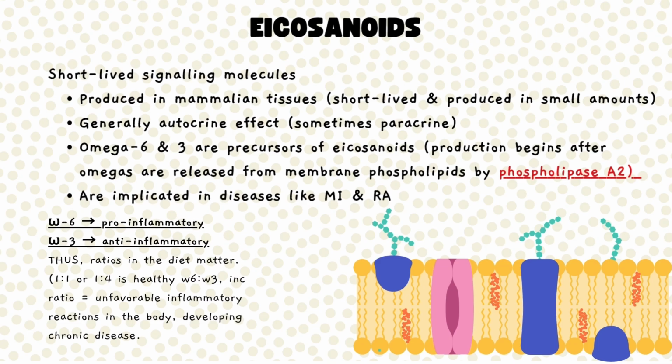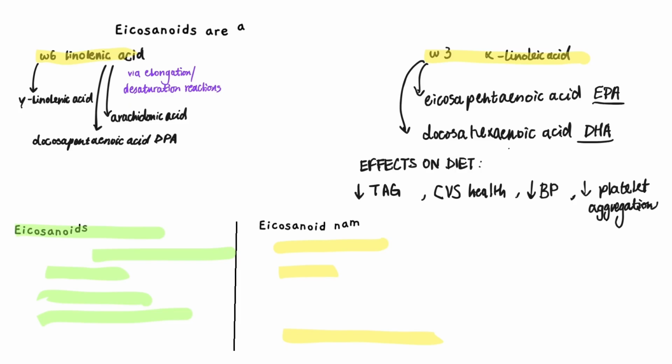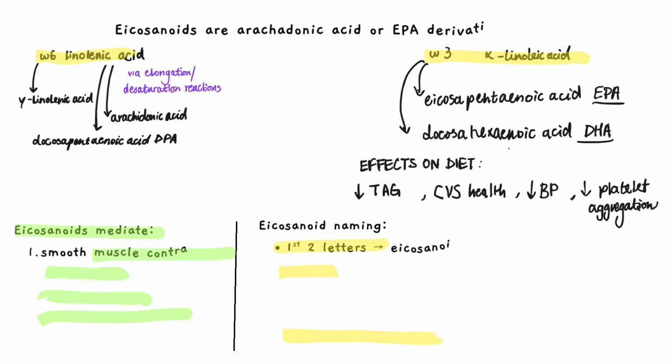However, when this ratio increases, for example in developed countries because of certain diets, it's unfavorable and inflammatory reactions occur more often in the body, and that will increase the likelihood of chronic diseases. The ratios in the diet will influence the amount of inflammatory and anti-inflammatory eicosanoids synthesized, which is why this is so important.